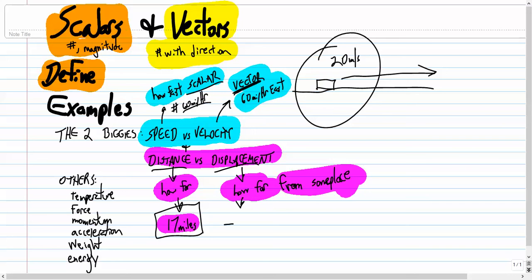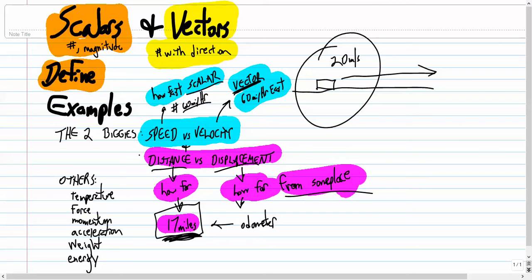So what does the odometer on your car show? The odometer on your car just shows you how many miles you have on the car. It doesn't tell you how far you are from home or anything like that. It just gives you a distance. So that's speed versus velocity and distance versus displacement.